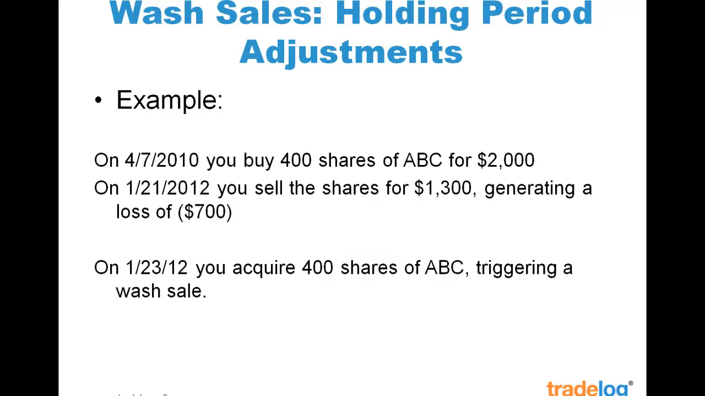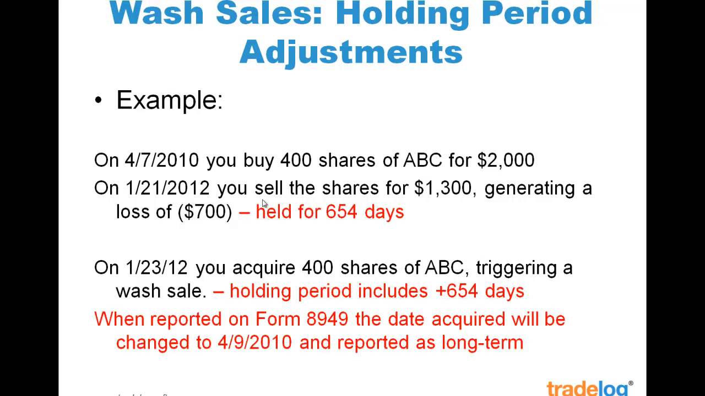Here in our example, on April 7th, 2010, we bought 400 shares of ABC for $2,000. Then on January 21st, we sold those shares for $1,300. This generated a loss of $700. 2 days later, on January 23rd, we acquired or bought 400 more shares of ABC. Since that purchase was within 30 days of the loss, that triggers a wash sale. But what happens when we apply the changes to dates for the holding period? Let's take a look.